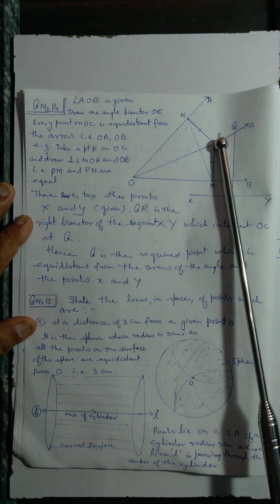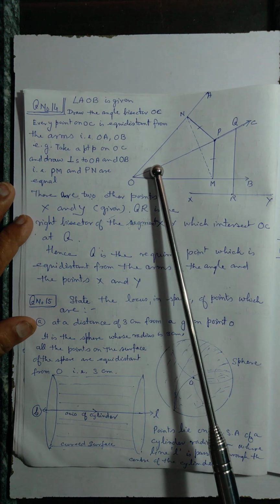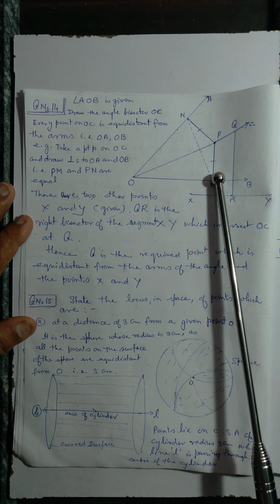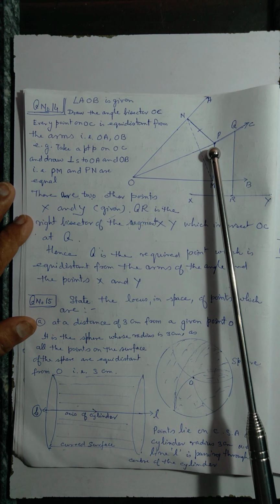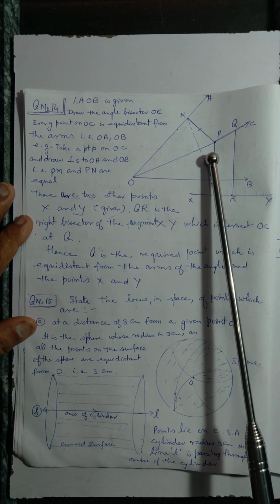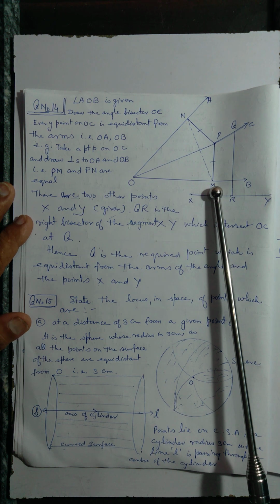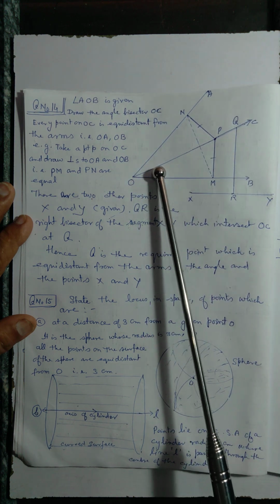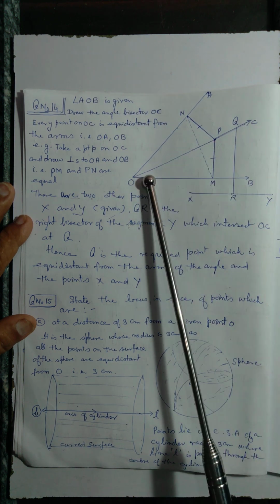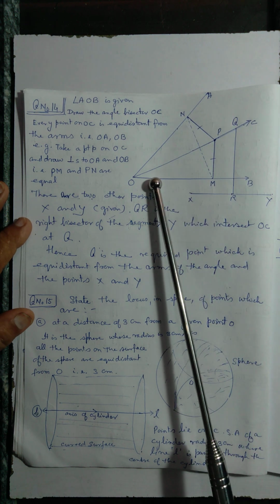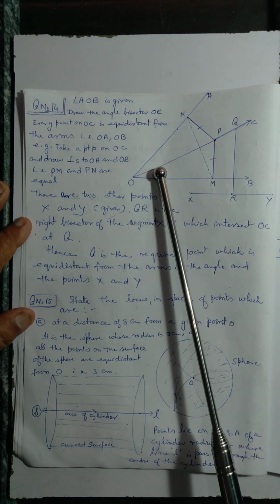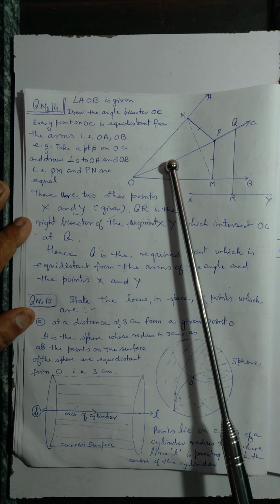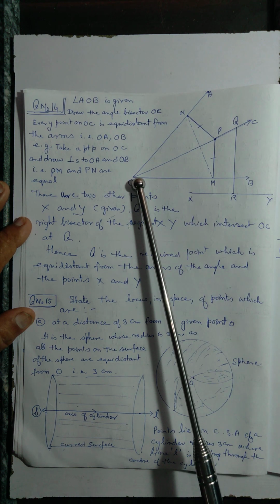If you draw perpendicular from this angle bisector anywhere, so you will get that the perpendicular distance, means always the distance is taken perpendicular distance. So all the points are equidistant. The point lies on OC. OC, what is OC? OC is the angle bisector. So all points which lie on the OC are equidistant from the arms.